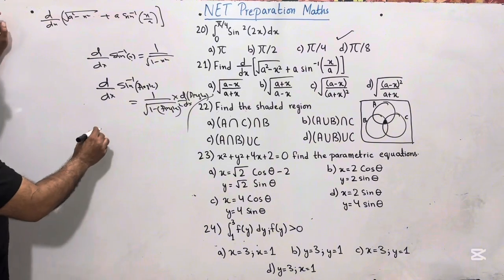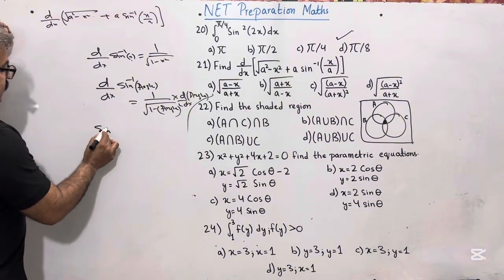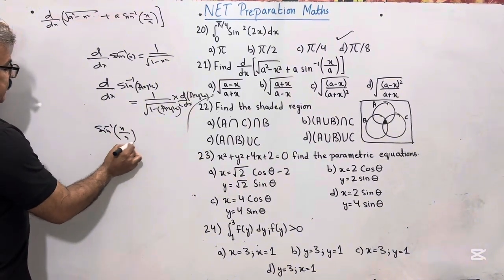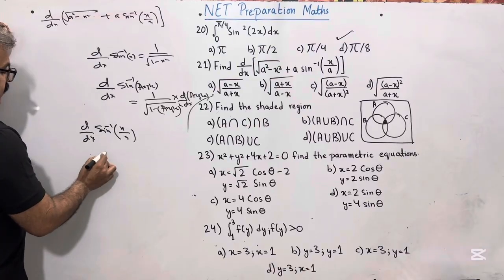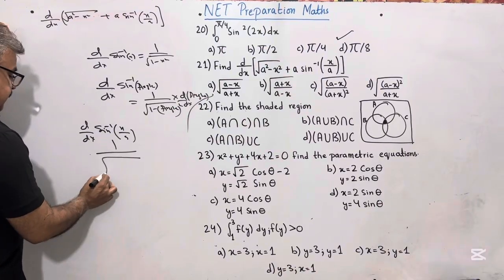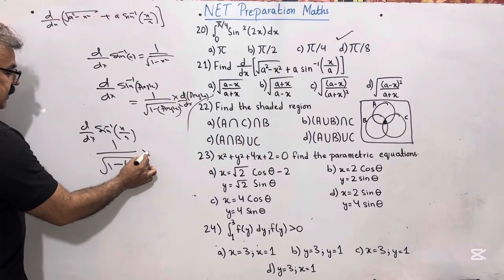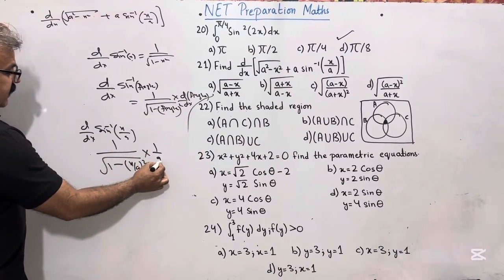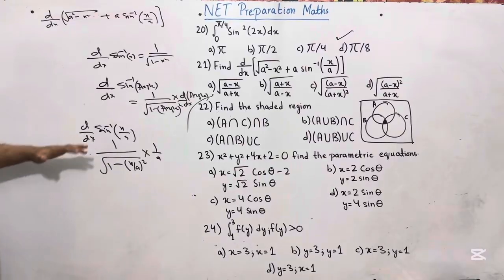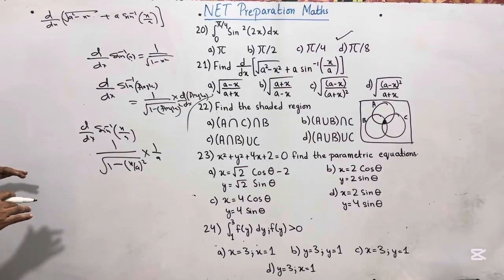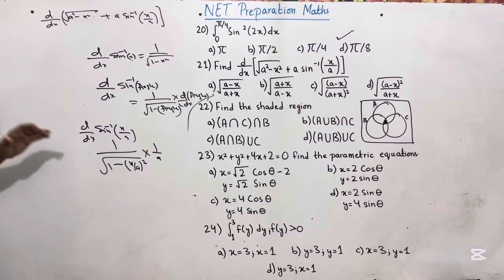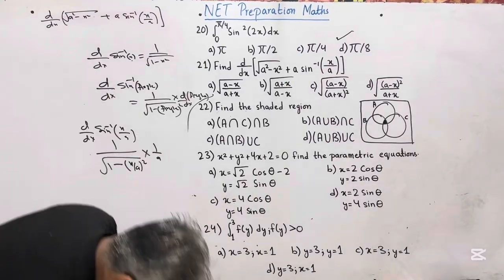So differentiation of sine inverse x over a, we have something like 1 minus angle square. Our angle is x over a square. Differentiation of the angle will become 1 over a. Then we are going to land in a safe zone, comfort zone, and we arrive at the result very easily.